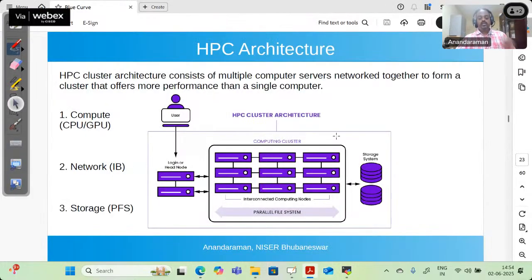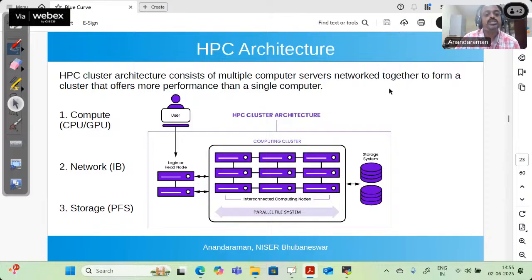Okay. So next we will see HPC architecture. HPC is nothing but a normal server only. Normal server only, but multiple servers connected with a special switch and connected to a special storage. Storage and network are special. So three components: compute, network, storage.